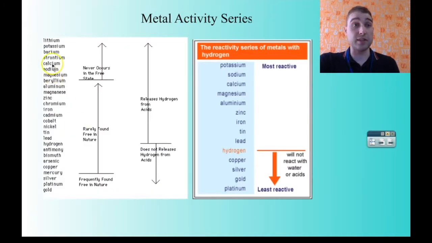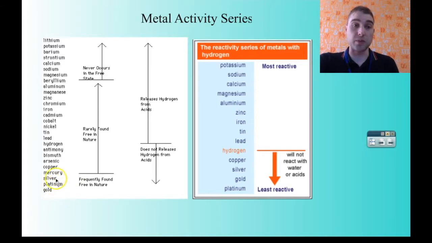So here's an activity series. At the top here we've got lithium, down the bottom we have gold. It's saying here lithium and potassium, barium, and so on, they never occur in their free state. That means you'd never just dig up a pile of sodium, for example. It's already reacted with something else in the environment. Some metals in the middle here you can find free in nature every now and then. Then others that are even less reactive, you find them readily in nature.